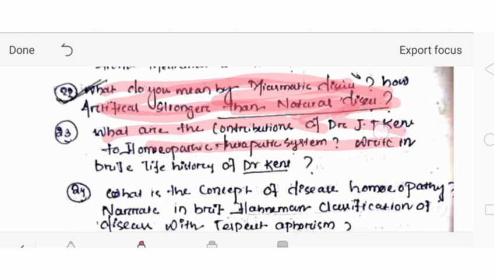What is the contribution of J. T. Kent? From the introduction part, the history of homeopathy, the contribution of J. T. Kent comes, along with how the homeopathic therapeutic system developed and the life history of Dr. Kent.